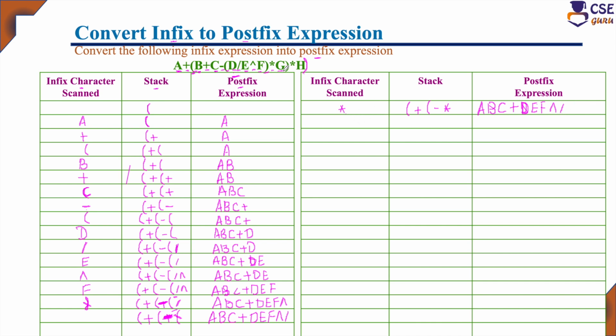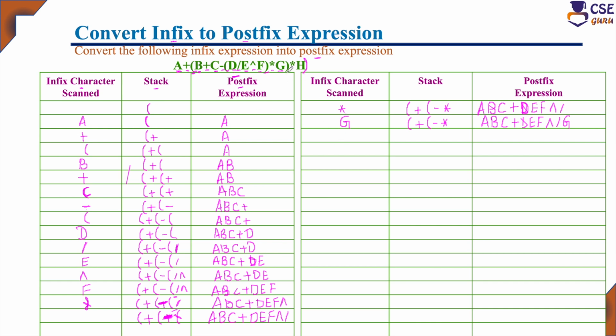Okay. And then the next symbol is G. G is an operand. So directly place it in the postfix expression. Stack content will be as it is only. And the postfix expression will be A, B, C plus D, E, F exponent division and then the operand G you have to place it in the postfix expression.